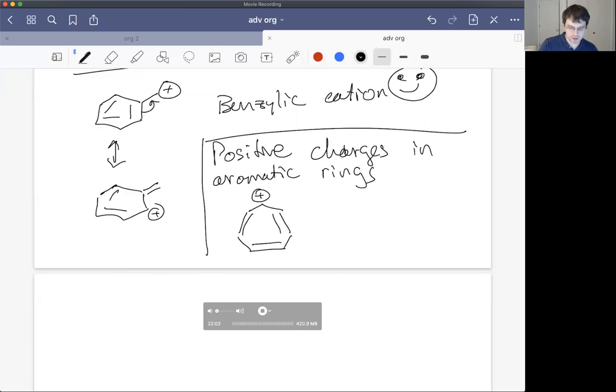So we have a positive charge here, and this could be distributed across the entire ring. It is aromatic because it follows Huckel's rule, 4n plus 2. Here we have 6 electrons, same as benzene. That's how I remember. Now in this other example, I'm running out of gas enough to forget this name for sure, but I believe this is a pyrylium.